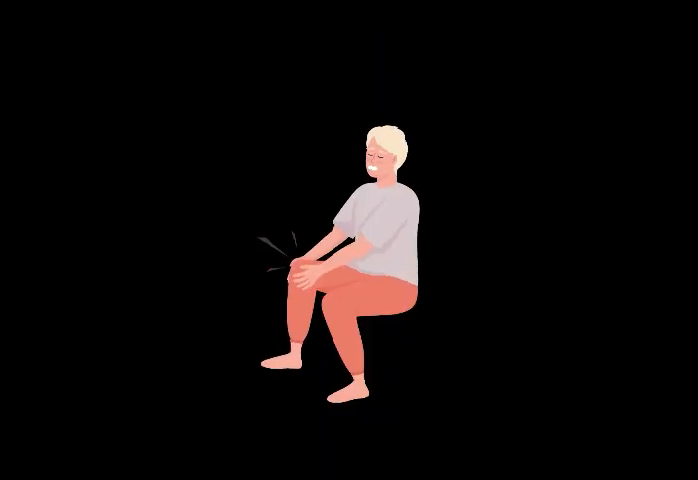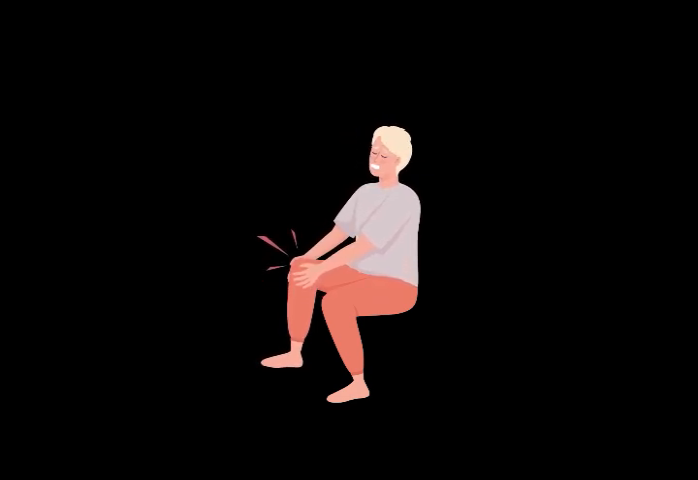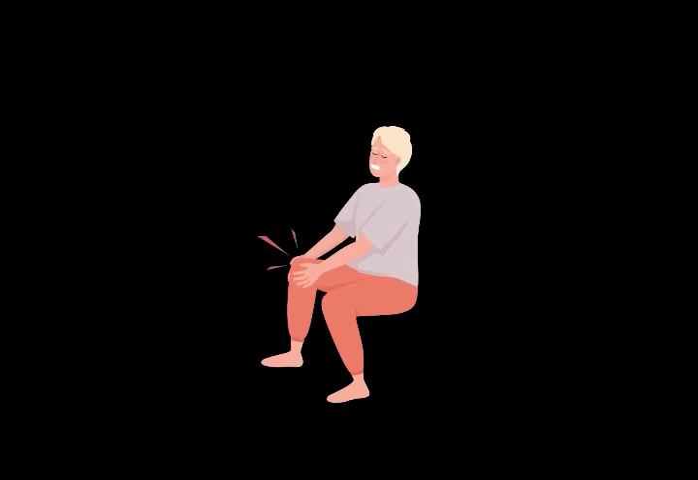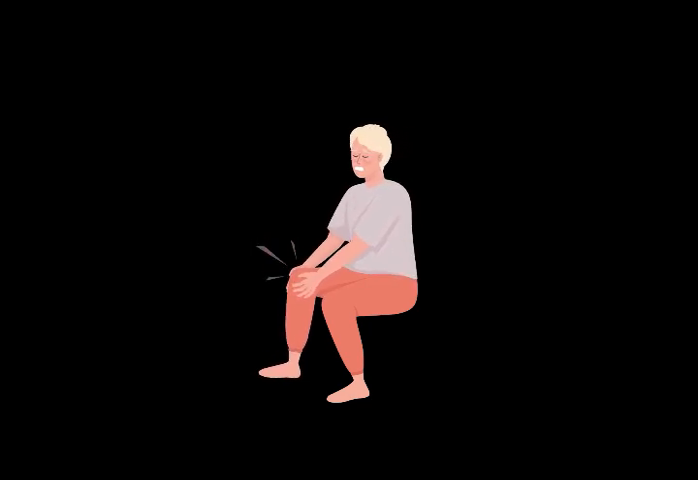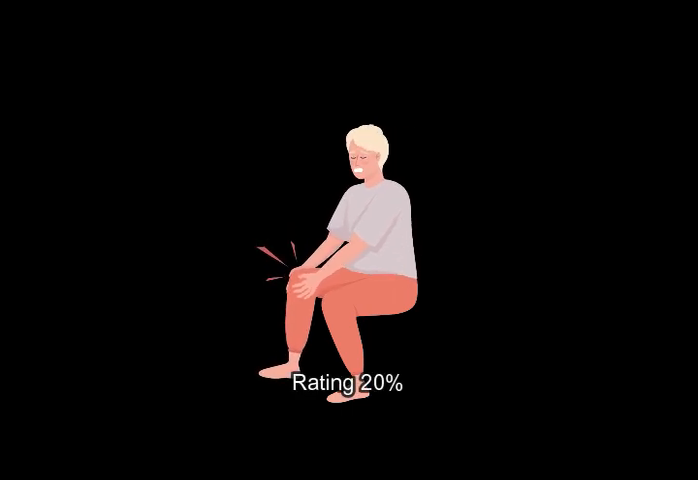Ankle brachial index of 0.6 to 0.79. Ankle pressure of 84 to 99 mm of mercury. Toe pressure of 50 to 59 mm of mercury. Or transcutaneous oxygen tension of 50 to 59 mm of mercury, rating 20%.